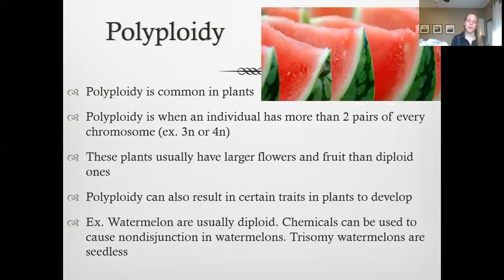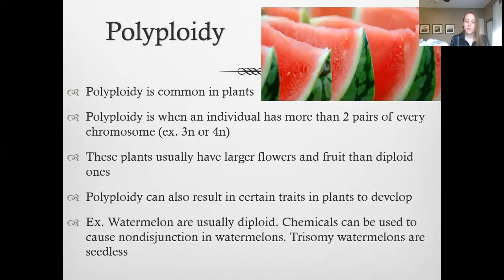And then polyploidy is when you have an extra pair of every chromosome. This is referred to as like 3N would be 1 extra pair of every chromosome, 4N would be 2 extra pairs of every chromosome. This doesn't happen in humans, but it does happen fairly frequently in plants. These plants usually have larger flowers and fruit.